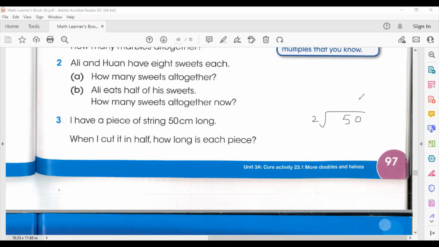50 divided by 2. 2 multiplied by 2, 4. So 5 minus 4, 1. So it's coming 10. 2 multiplied by 5 equal 10. So 25 plus 25 equal 50. So what is the half of 50? 25. So when I cut it in half, how long in each piece? 25. 25 in each piece. 25 plus 25, 50. So divide by 2 into 2 equal parts. So it's coming 25. Next question, let's move.